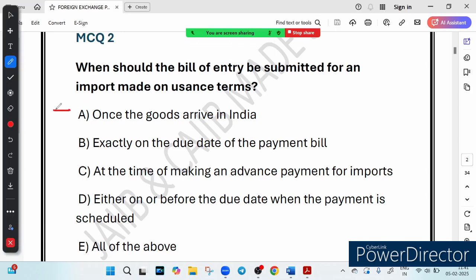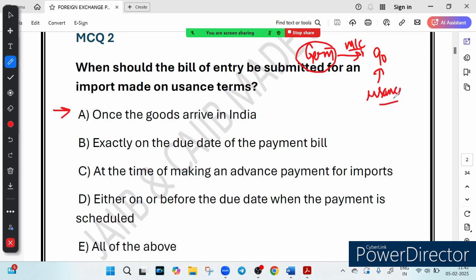The first option we have: once the goods arrive in India. It seems logical, but it is not always correct. When goods arrive, they go through customs, but that does not mean that bill of entry must be submitted immediately. For example, suppose a company imports machinery from Germany, and the shipment arrives in India, but the payment is due after 90 days. 90 days is a usance term.